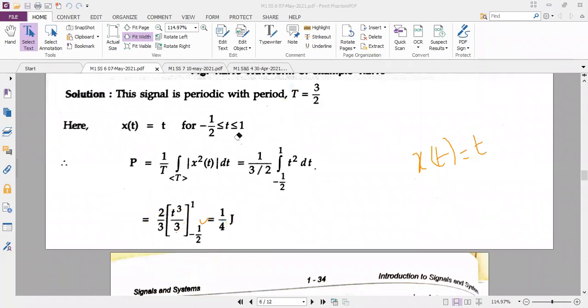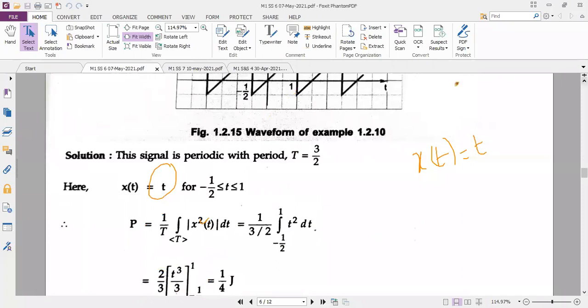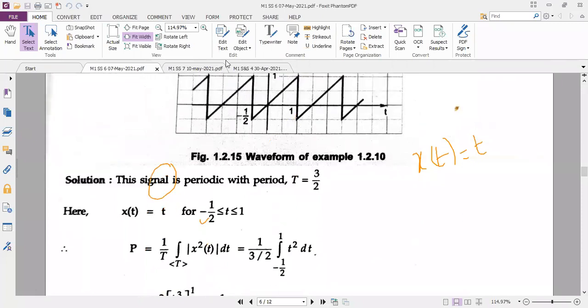And one more thing, in this problem I should find out capital T from the question. How to find the capital T? The capital T is nothing but the complete time period of one cycle. So if I see, I have between 1 by 2 and 1. So this is my complete cycle. I have to add both the times such that I will be getting the total time period. So 1 plus 1 by 2 is equal to 3 by 2.